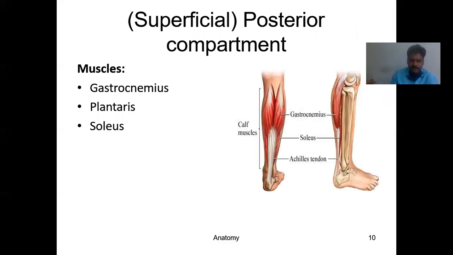So these are the muscles of the superficial strata over the back of the leg, mainly the gastrocnemius, which has two heads, a medial head and a lateral head, and the plantaris and soleus. These three muscles together form the strongest tendon in the body, what is called the Achilles tendon. The contribution of these three forms the triceps surae. What is called triceps surae? That is because of these three muscles contributing to the Achilles tendon.